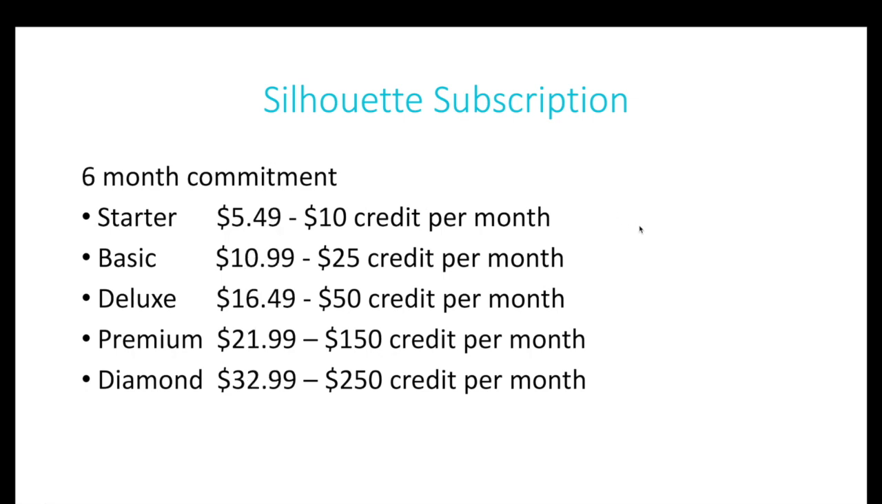If you bump it up to a 6-month commitment, your starter pack goes down to $5.49. And again, all the credit is the same. The monthly charge is just a little bit lower. So you're at $10.99, $16.49, $21.99, and $32.99.